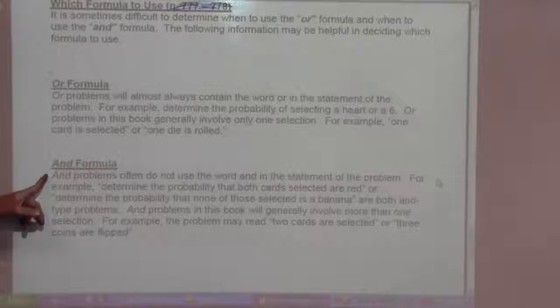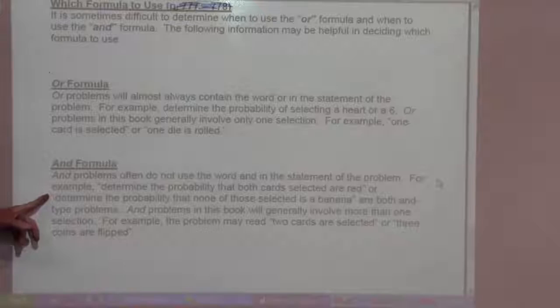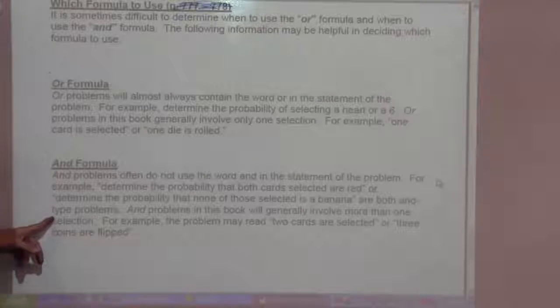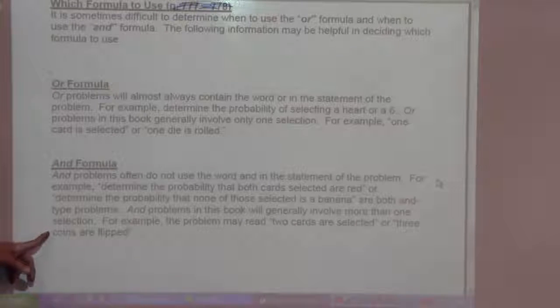Whereas AND problems often do not use the word AND in the statement of the problem. For example, determine the probability that both cards selected are red, or determine the probability that none of those selected is a banana, are both AND type problems. AND problems in this book will generally involve more than one selection. For example, the problem may read 2 cards are selected or 3 coins are flipped.